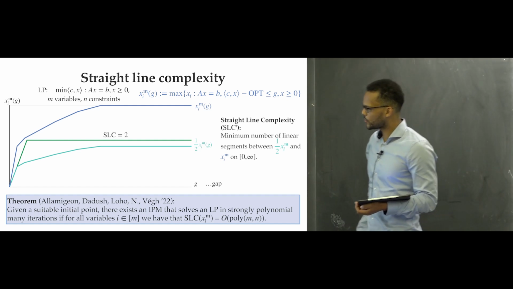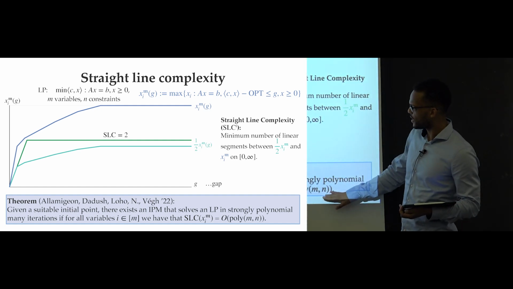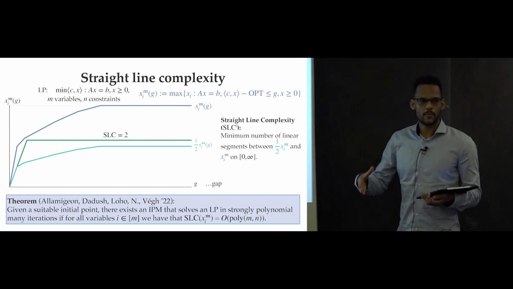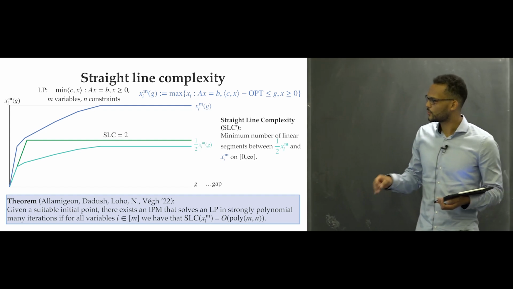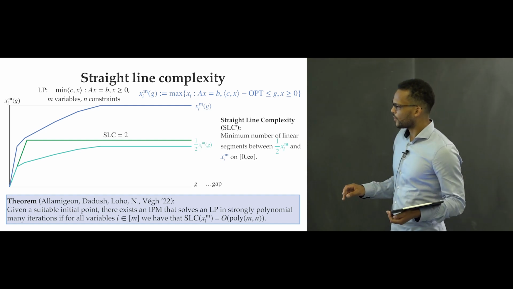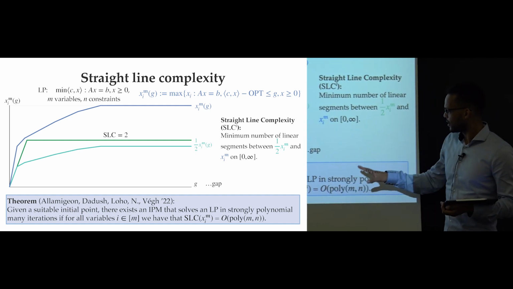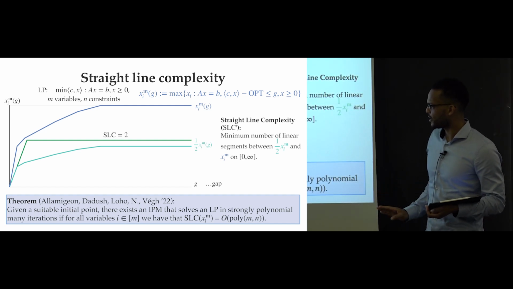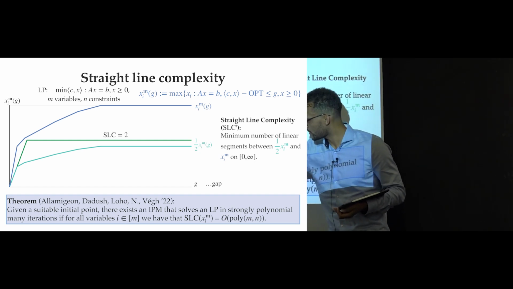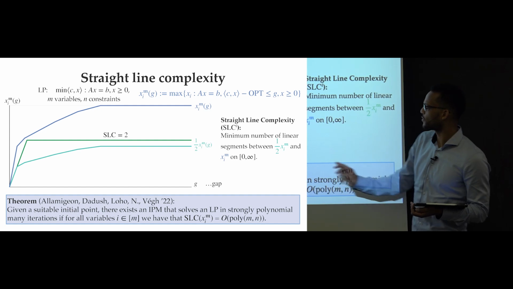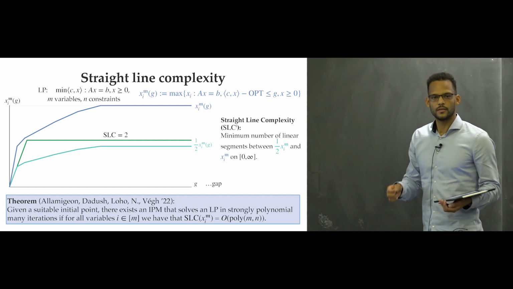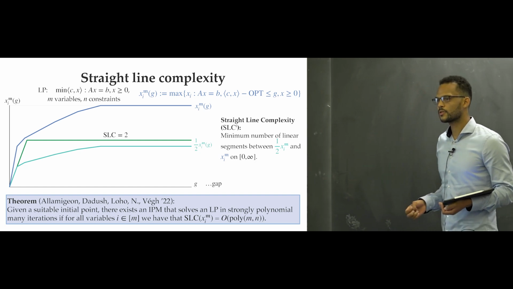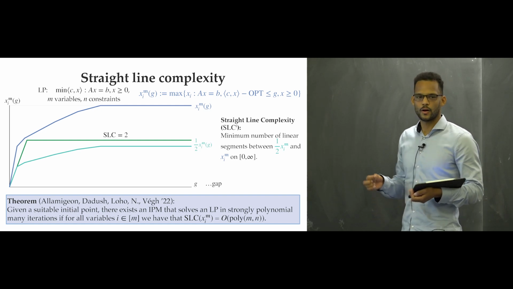And what we've shown 2 years ago, together with Xavier and Georg, is that under the assumption that for an interior point method you have a point that is close to the center to initialize it, we design an interior point method that solves an LP in strongly polynomial time, or in strongly polynomial many iterations, if and only if we have the property that for all variables, this SLC is bounded by a polynomial. Okay? To be more precise, our algorithm's number of iterations is proportional to the sum of the SLCs of the variables.